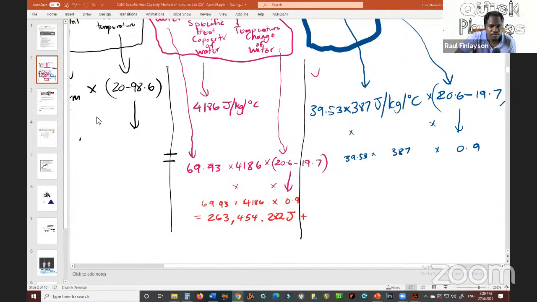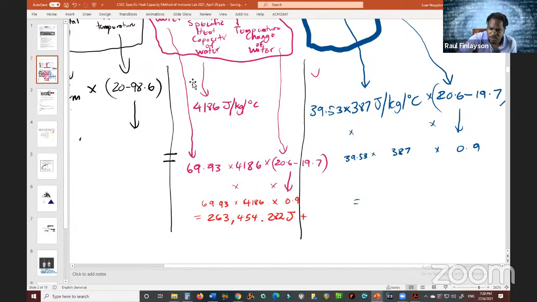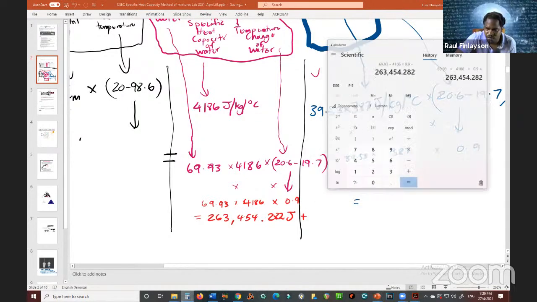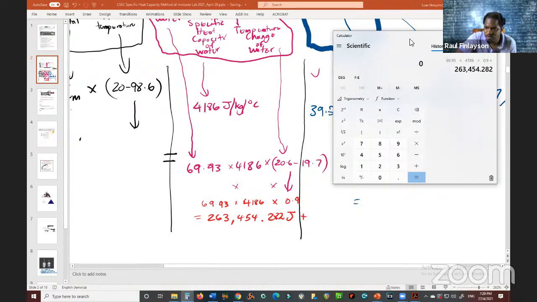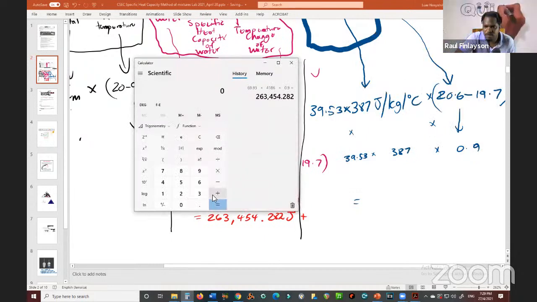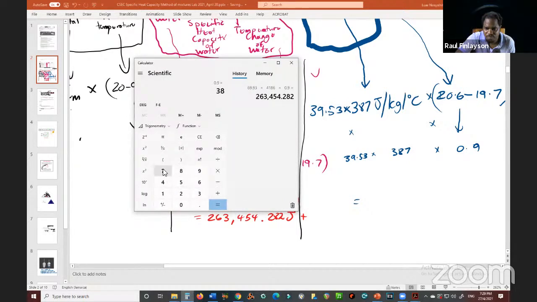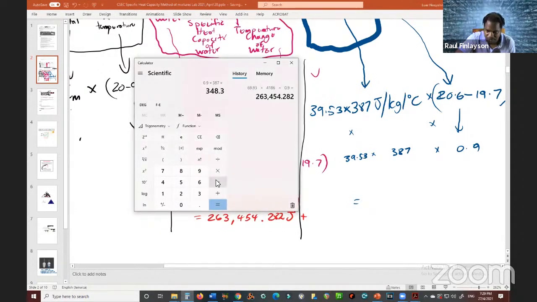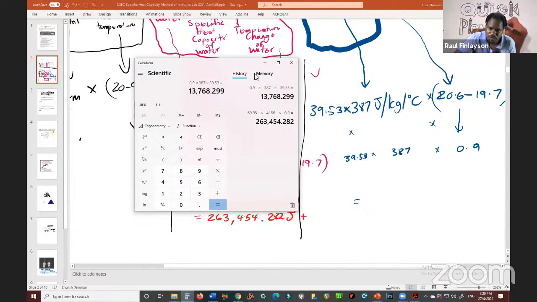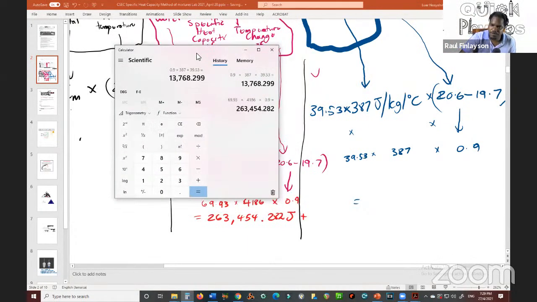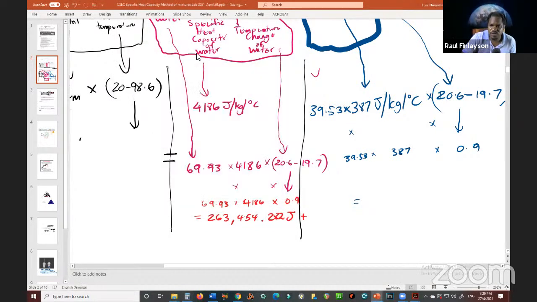All right. Now, guys, again, the calculator comes into play here. You get simple maths to do here. Let's clear that. And let's say 0.9 times 387, times 39.53. And you're getting something like 13.9, which is not much really. It didn't get much from the block, so the water took everything.